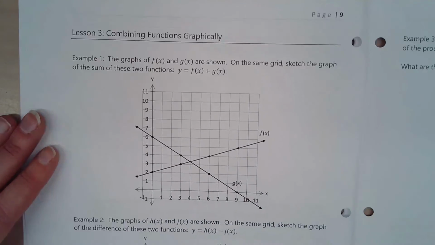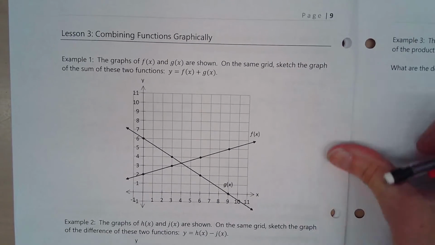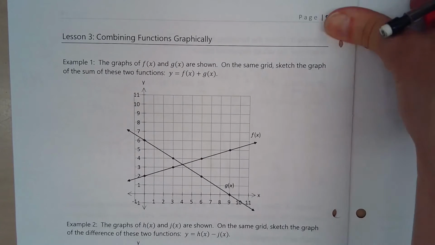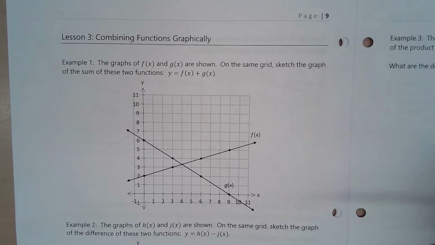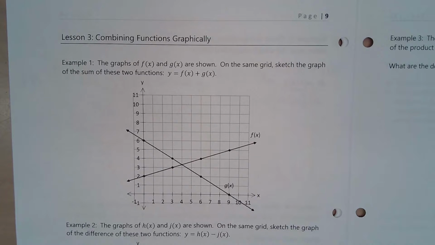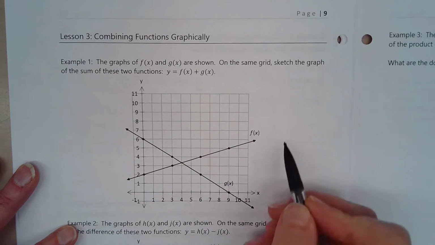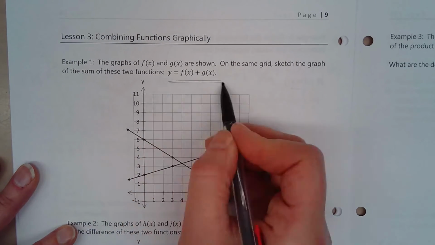So, combining graphically. Once again, you've got 2 options open to you. Just remember that you can always determine the equations of the functions and work with them algebraically to get the new function equation and then graph that. But honestly, the quickest way to graph when you're given graphs is just to pick out y values and combine the y values appropriately. So the graphs of f and g are shown on the same grid. Sketch the graph of the sum.